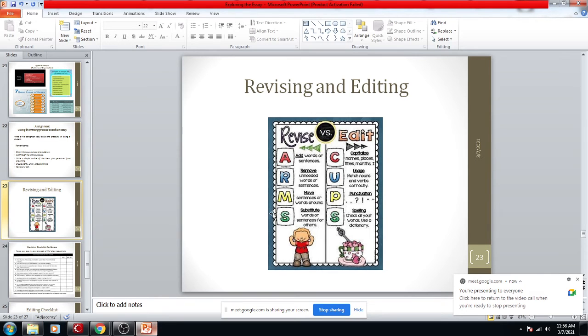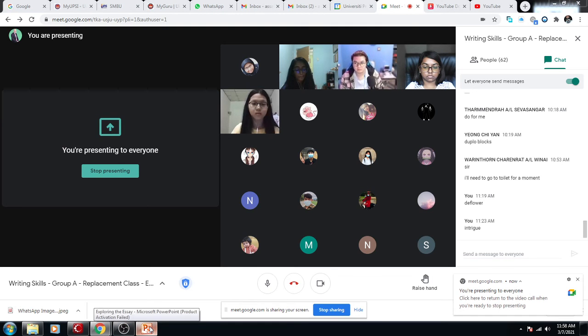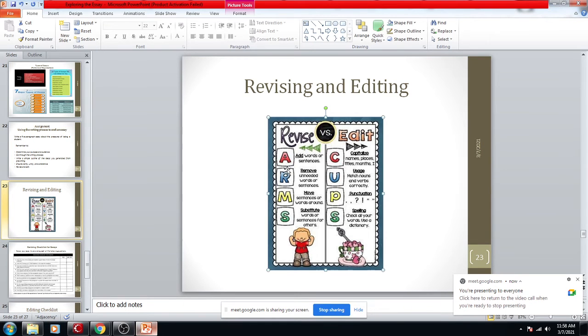So when you revise, check your ARMS. See if you want to add ideas, see if you want to remove ideas, see if you want to move ideas around or words, and see if you want to substitute certain words or ideas. You want to take them out and replace them with better ones. So this is for revision, ARMS. Having revised your essay by adding, removing, moving, substituting, you move to editing. That is, you move to CUPS.